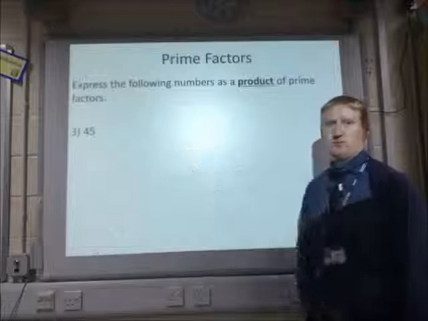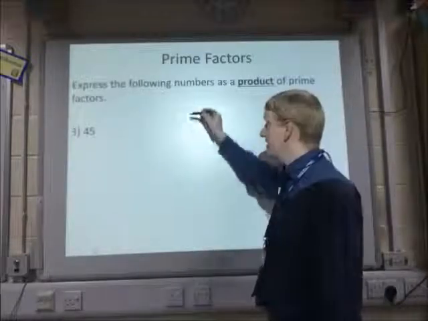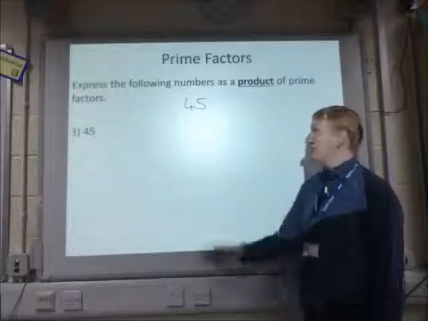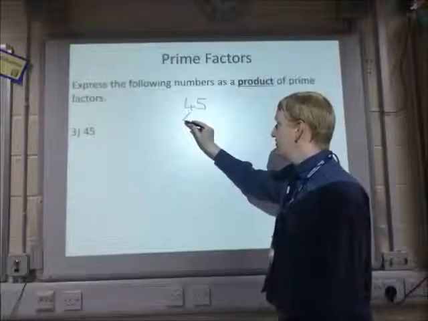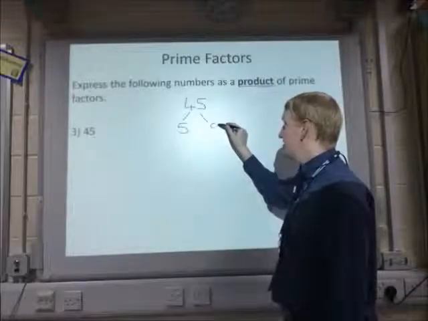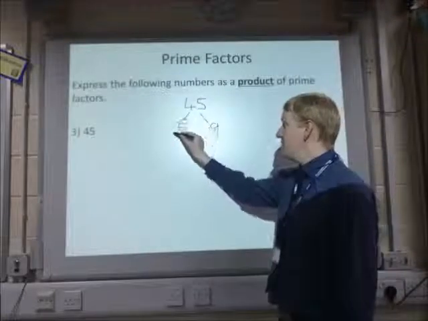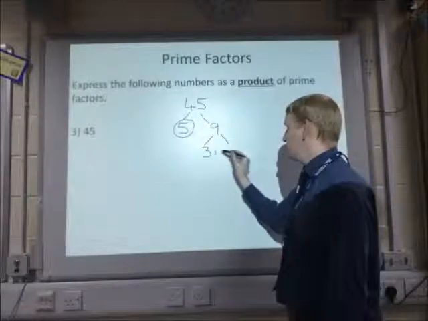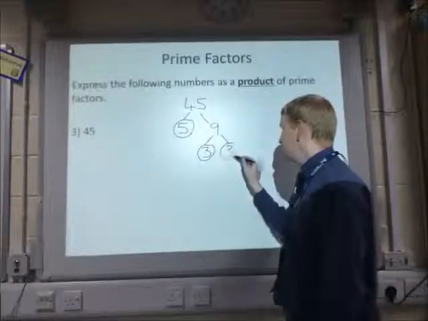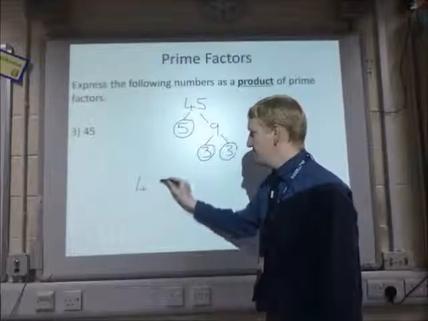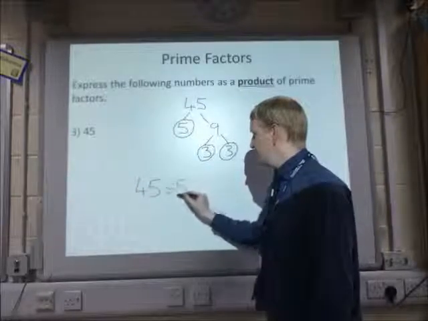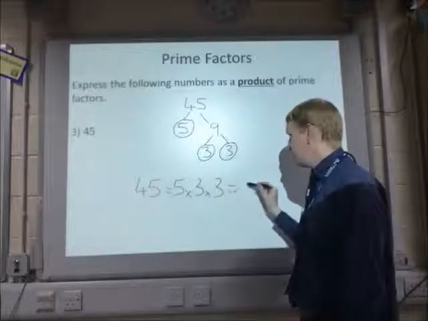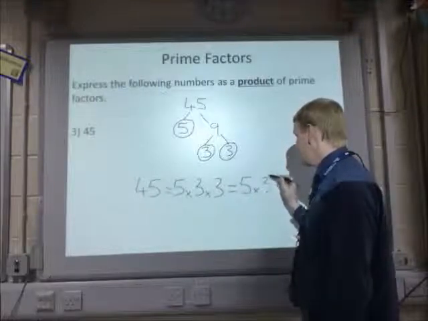Next up, we're going to do 45. So it's just the same process again. We start off with your 45. This time 2 doesn't go into it because it's odd, but because it ends in a 5, you should know that 5 goes into 45, goes in 9 times. 5's a prime number, so leave that as it is. The 9, again, as we did before, is 3 times by 3, which are both prime. So we should get 45 is equal to 5 times by 3 times by 3. Or again, you could leave your answer as 5 times by 3 squared.